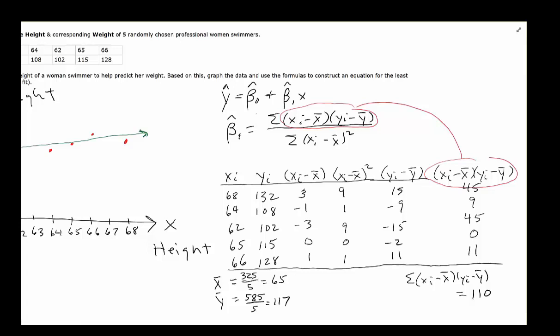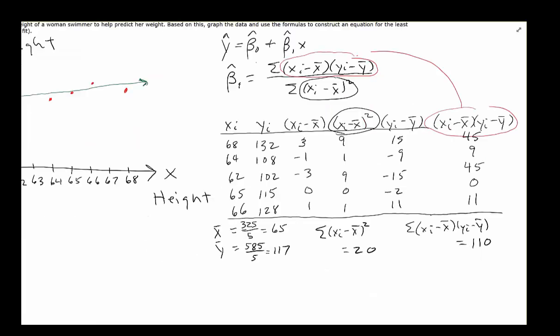Now my denominator would be this value here, but added. So if I add the x sub i minus x bar squareds, then I have 9 plus 1 is 10, and then 9, 19, and 1, so that would be a total of 20. So my slope would be equal to 110 over 20, which would be 5.5.